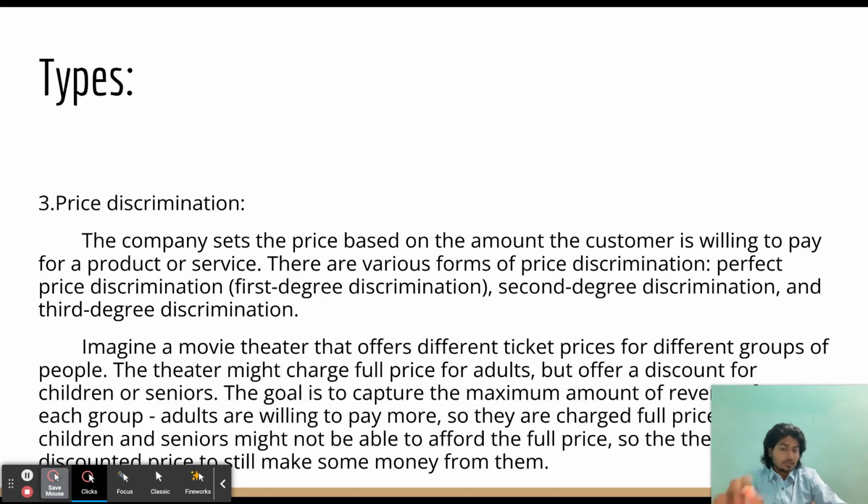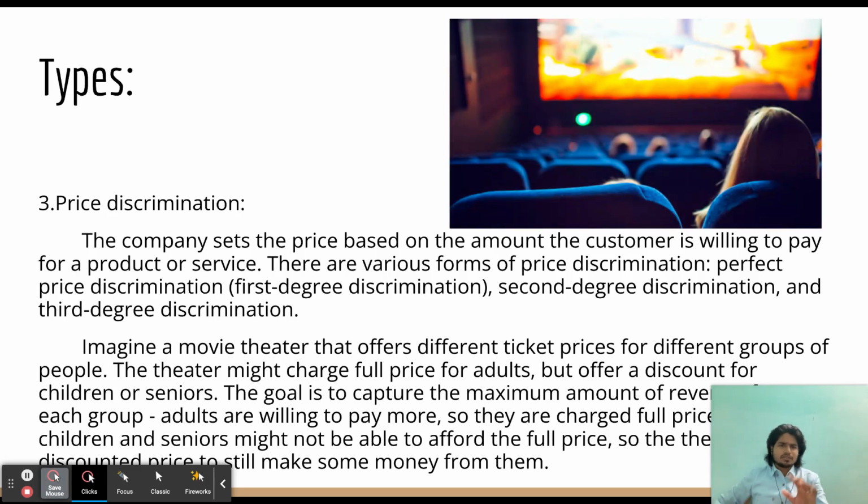Imagine a movie theater. A movie theater offers different ticket prices. They set the ticket price for adults differently from children and seniors. The goal is to capture the maximum number of people coming to their theater. In a theater, they're giving a service. What is the service? A movie. For that movie, they don't need people to all pay the same amount to watch, but rather they just need to acquire a maximum crowd.